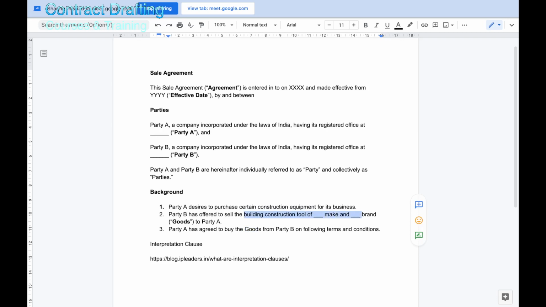But when we shorten it to a definition called goods, then we can use the term goods across the contract. So that's why we use definitions to refer to a party or to an agreement or to the start date, or to define certain services or goods, and for other things like law. We'll come to those later in our next classes.